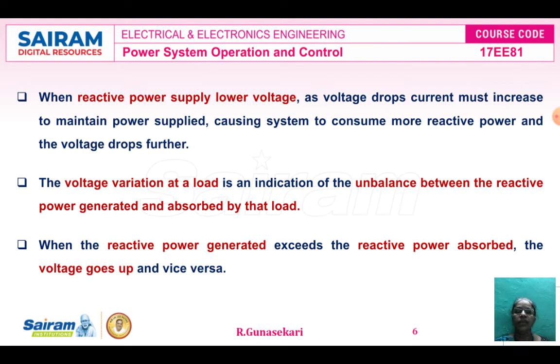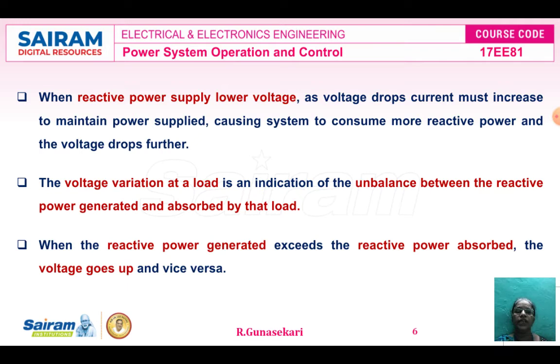Now you see, suppose the reactive power supply is lower, then the voltage drops only. Therefore, the current must increase to maintain the power supplied, which causes the system to consume more reactive power and the voltage drops further. This is how the voltage depends on the reactive power.